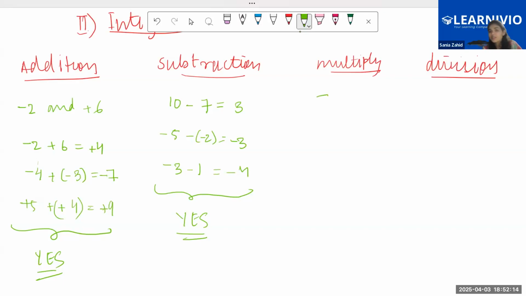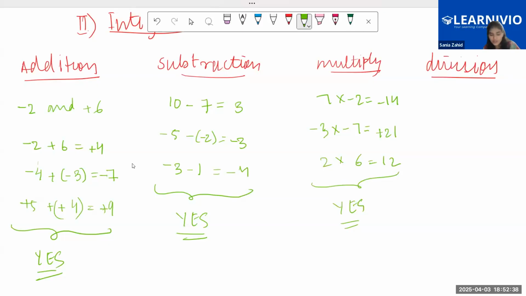Okay, talking about multiplication, let's take any two numbers, 7 into minus 2. It gives you minus 14. Minus 3 into minus 7. It gives you positive 21. Then plus 2 multiplied with plus 6. It gives you 12. Again, I'm getting all integers. So multiplication follows the closure property. Yes, it does.